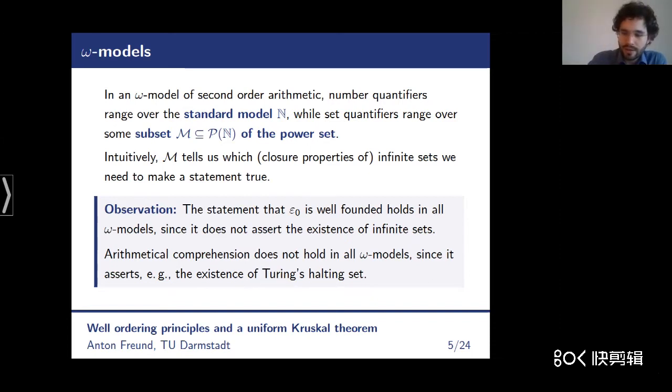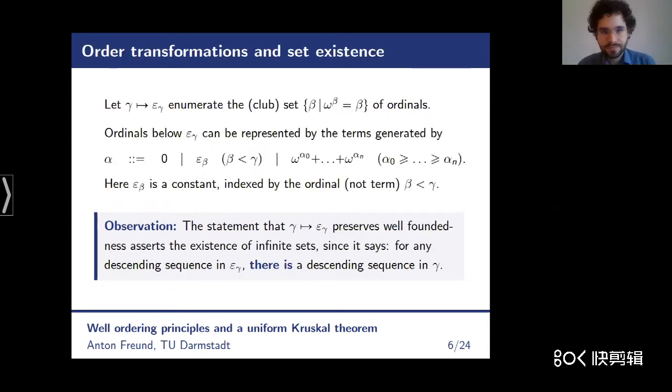Okay, and now we can see whether we can somehow bridge this gap. So the gap between ordinal analysis, things that hold in all omega models, and statements from reverse mathematics and computability theory that don't. And the idea is that in order to bridge this gap, we now need to consider transformations of orders. So previously we considered single orders, and now we want to consider transformations of orders.